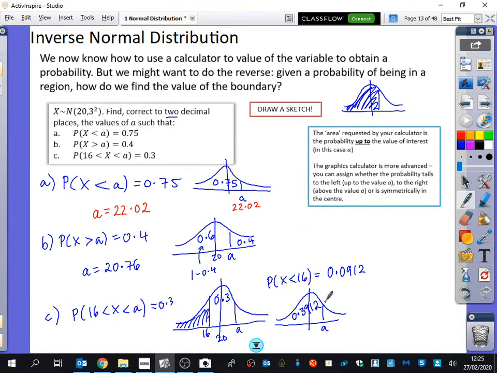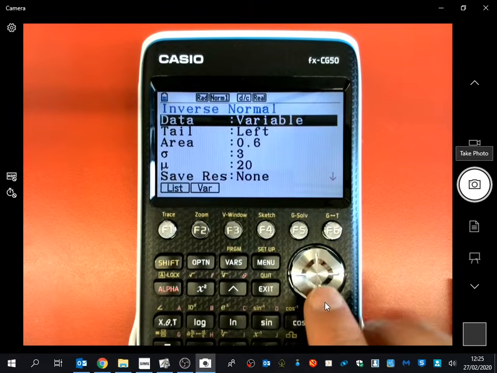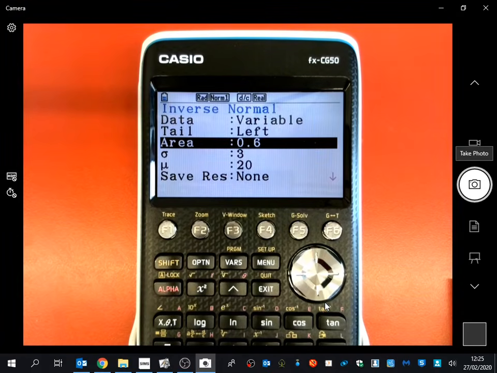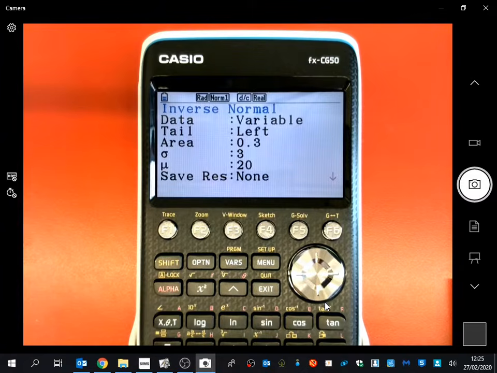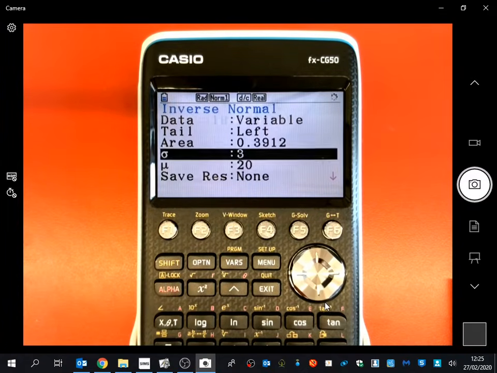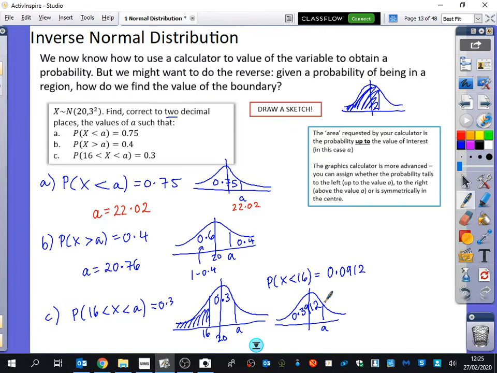0.3912. So that means I can then go to my calculator, I can go to the inverse part, and I can say that the area is 0.3, I can't remember what it was, 912? 0.3912, and I get 19.17. So A is 19.17 in this case.